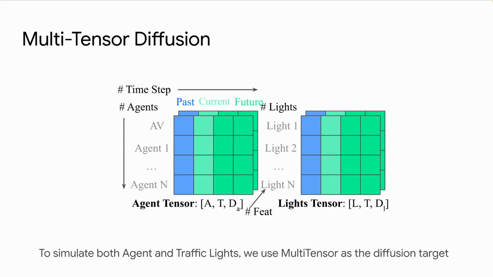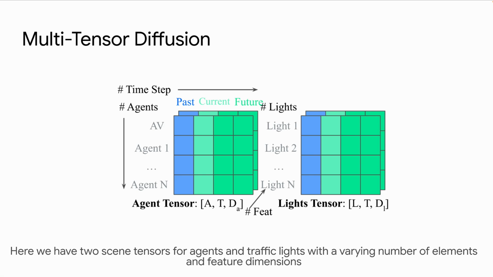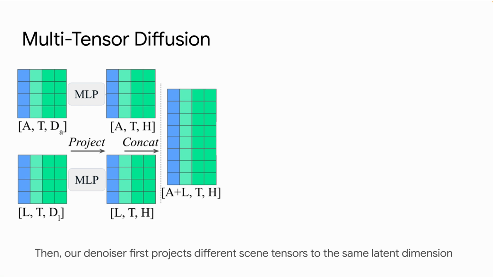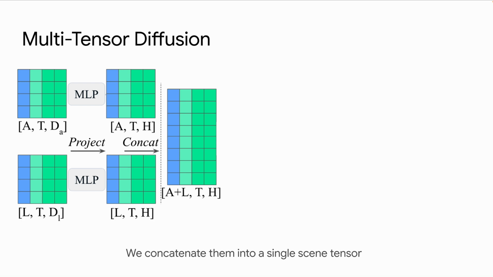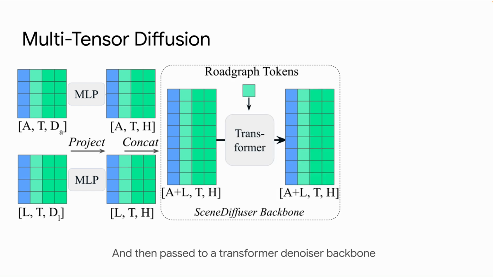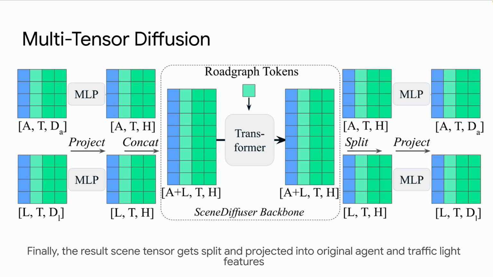To simulate both agents and traffic lights, we use a multi-tensor as the diffusion target. Here we have two scene tensors for agents and traffic lights, with a varying number of elements and feature dimensions. Then our denoiser first projects different scene tensors into the same latent dimension. We concatenate them into a single scene tensor, and then pass it to a transformer denoiser backbone. Finally, the resulting scene tensor gets split and projected into the original agent and traffic light features.